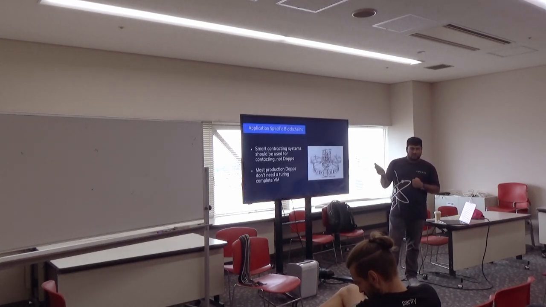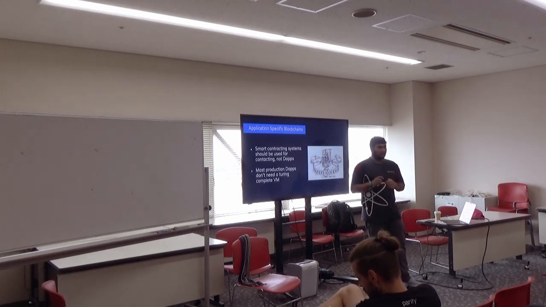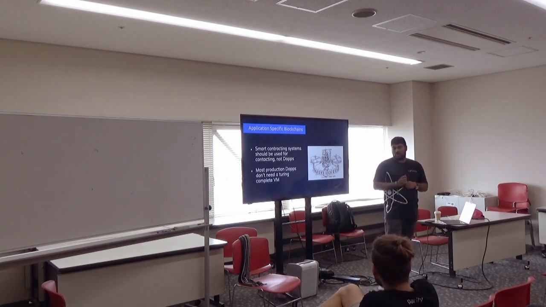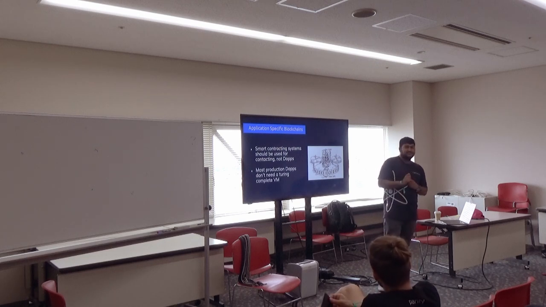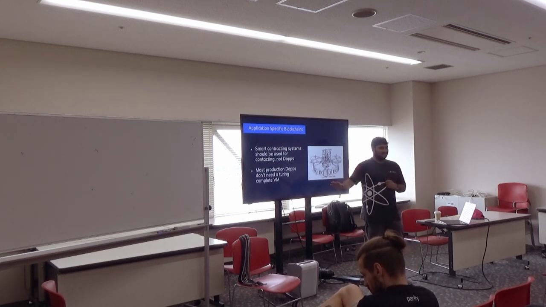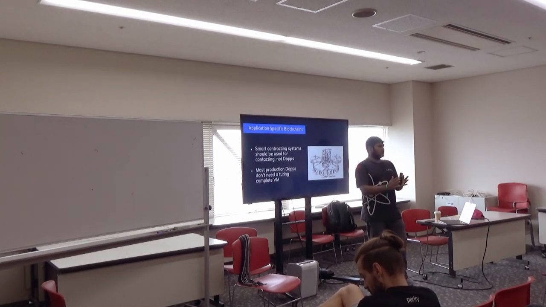I think smart contracting systems really should be used for contracting, not for applications. Contracting things are short-term, one-time use things that need high levels of customizability. ICOs are the perfect use case for smart contracting because they are short-term use things, and they need high levels of customizability. But if you're building a DEX or a prediction market system, you probably want a more custom built efficient state machine for this.